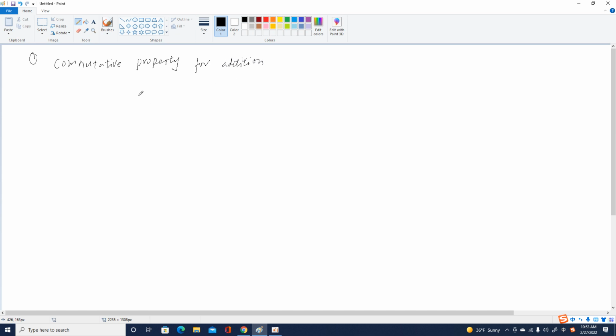This means something like this. For example, a plus b equals b plus a. So basically, when you do the addition of two numbers, you can switch the two numbers' positions. It doesn't matter.